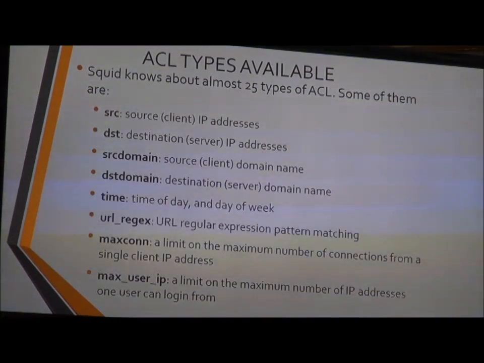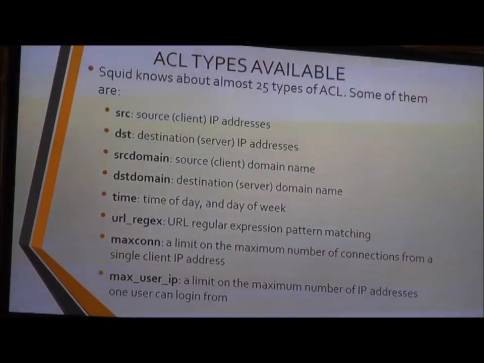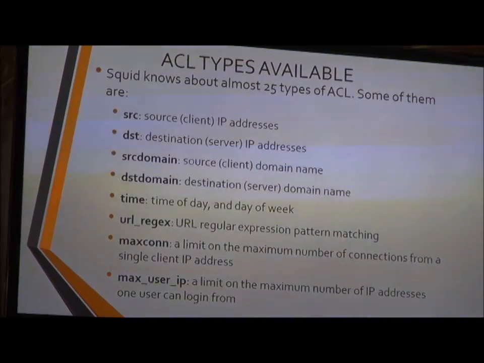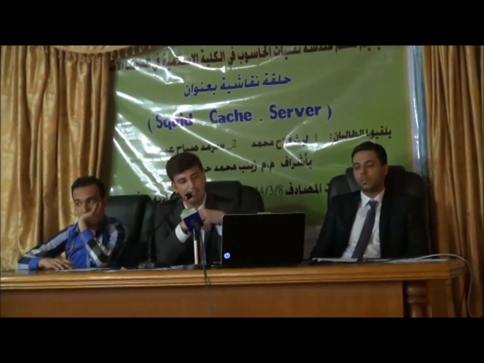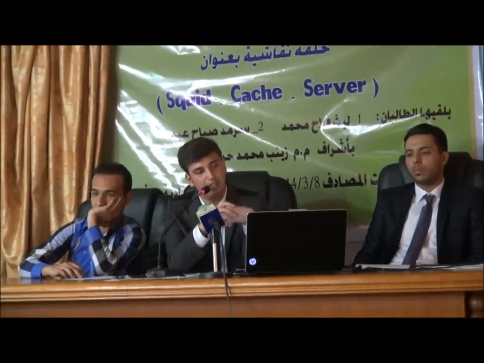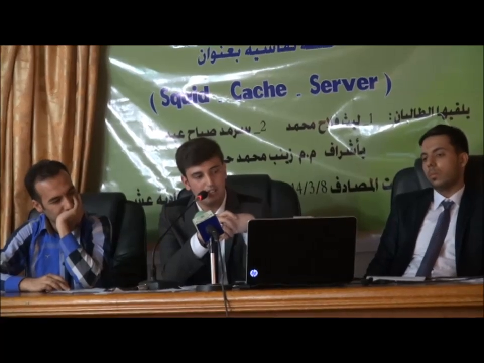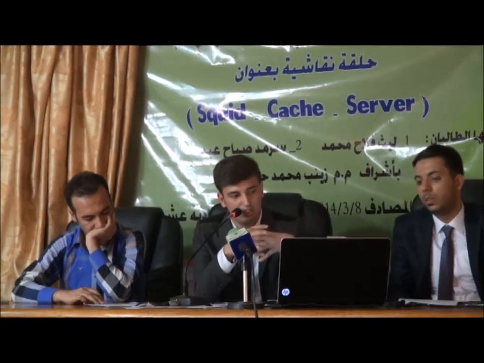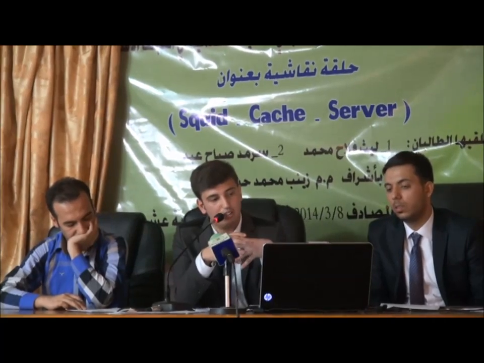Now, access control list types available. SQUID knows about almost 25 types of access control lists. Some of them are SRC, the source client IP internet protocol address; DST, destination server internet protocol addresses; SRC domain, source client domain name; DST domain, destination server domain name; the time of day and day of week; URL regex, URL regular expression pattern matching; and max connection, a limit on the maximum number of connections from a single client internet protocol address.